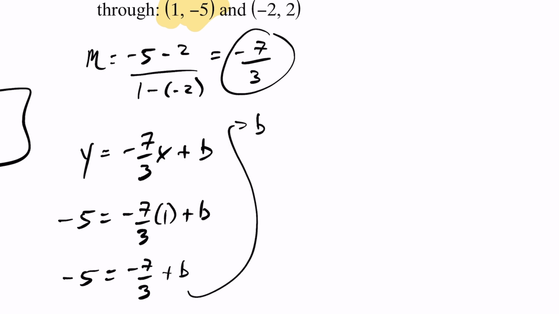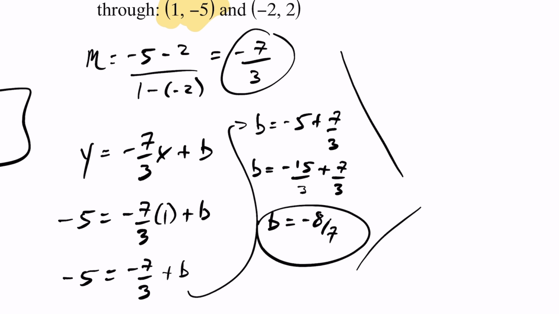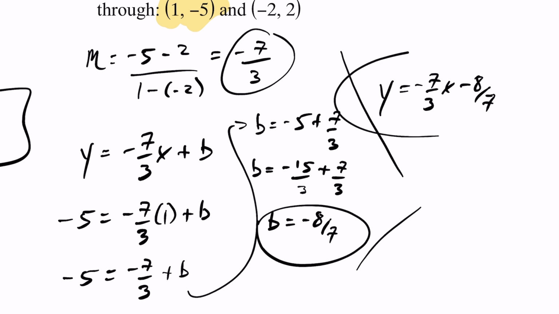Bring this up here, my b value is -5 plus 7/3. Getting a common denominator, I'm going to rewrite that -5 as -15 over 3 plus 7 over 3, and my b value is -8 over 7. So putting this all together, my equation is y equals -7/3 x minus 8 over 7. And we are done. All right, let's take a look at another.